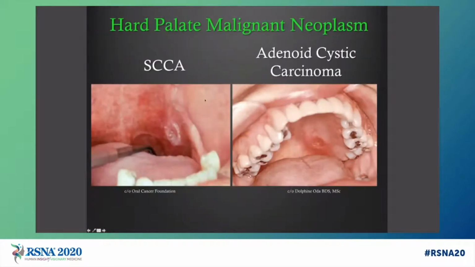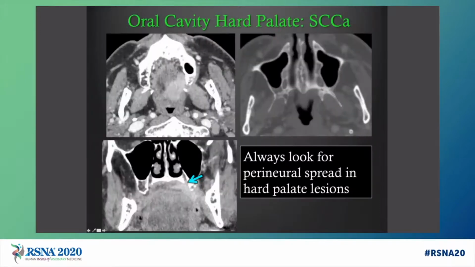So malignant neoplasms of the hard palate typically are squamous cell carcinoma. Less commonly, these do arise from those minor salivary glands that we discussed. They typically do present as an ulcerated mass, which can be firm and indurated. The adenoid cystic carcinomas or other malignant minor salivary gland neoplasms, however, can be deceptively benign in their clinical appearance, and that's when imaging really becomes important to identify the etiology.